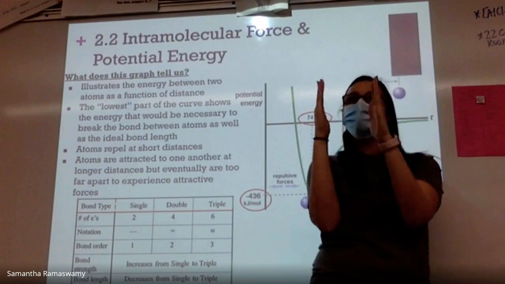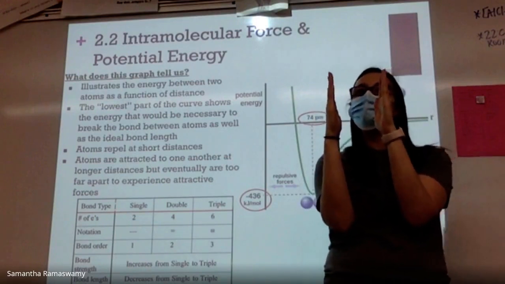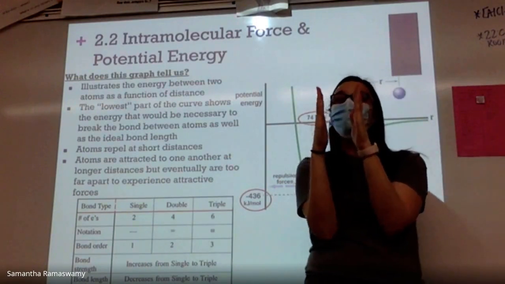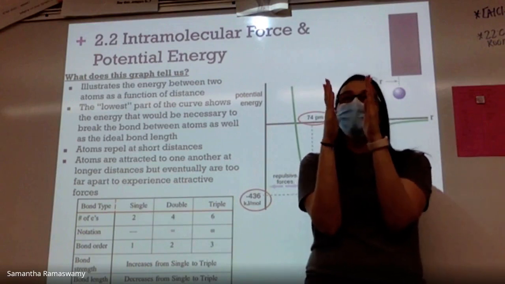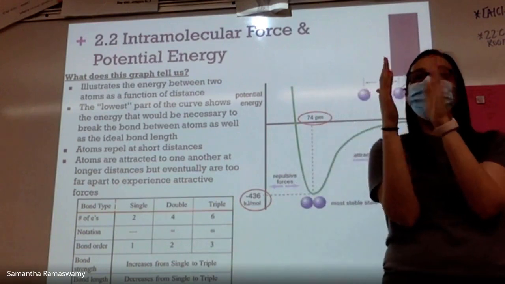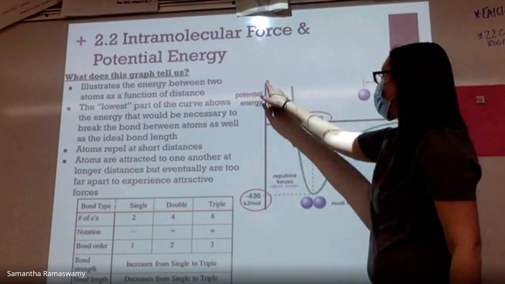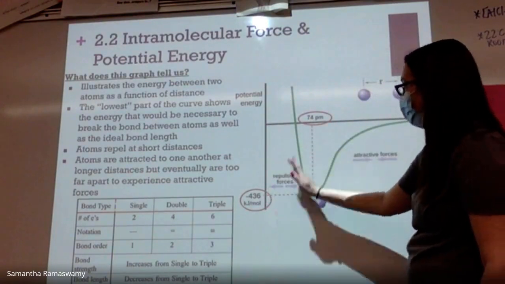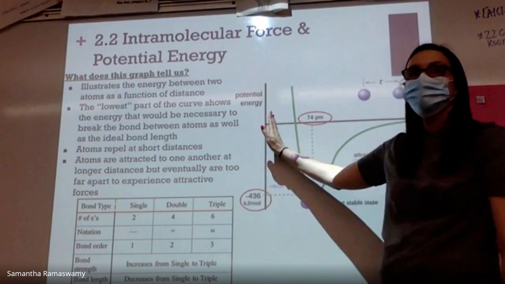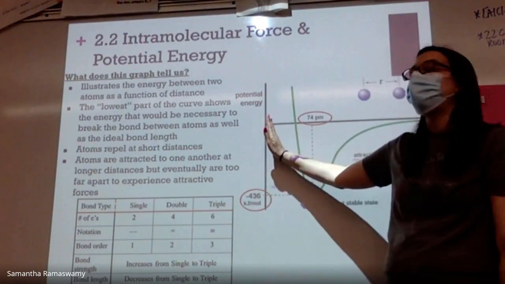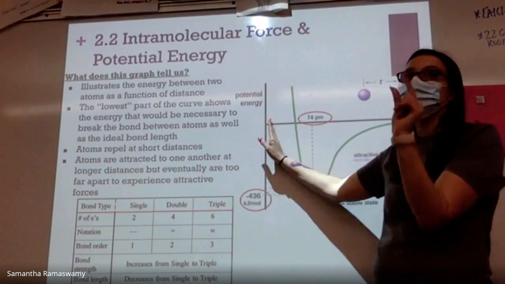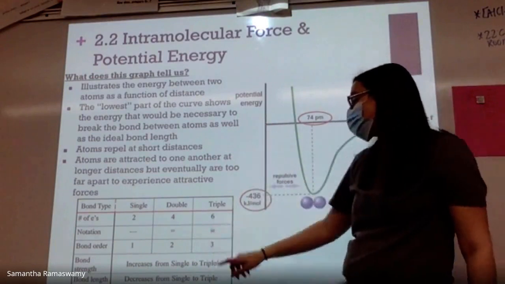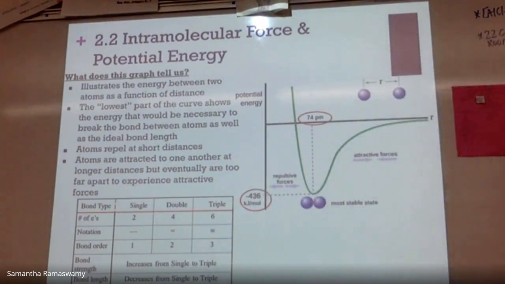Because you have 6 electrons in between 2 atoms, it's the shortest bond and also the strongest. It's the hardest to break. So a triple bond, we would see it further down and closer to the y-axis because its distance is shorter. So a triple bond is the shortest bond and also the strongest because you're sharing 6 electrons.